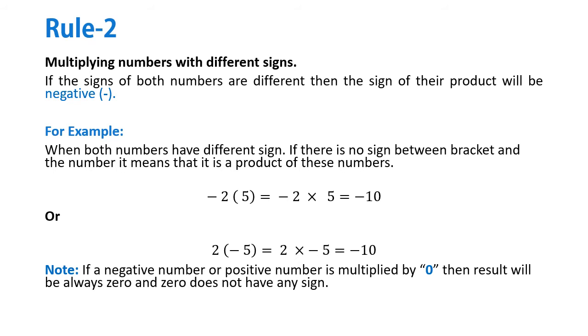Note, if a negative number or positive number is multiplied by 0, then result will be always 0, and 0 does not have any sign.